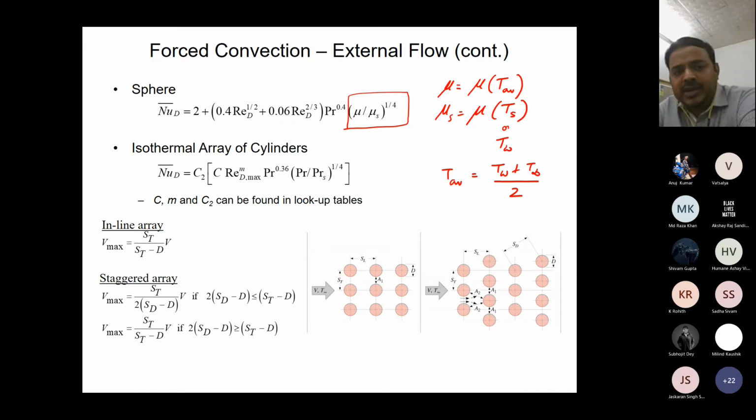All right. Isothermal array of cylinders. This becomes important because this array of cylinders is something that we encounter very often. You have already seen examples in heat exchangers, right? In a shell and tube heat exchanger, the tubes go in one direction, and the flow of the shell side comes from the other direction. So flow over a bank of cylinders or an array of cylinders becomes very important and is very commonly encountered. In such a case, what would be the correlation? The correlation has a common form, C2, as you are seeing here. C2 times C within brackets, C times Reynolds to the power m, Prandtl to the power 0.36, and then Prandtl over Prandtl at the solid surface to the power 1/4.